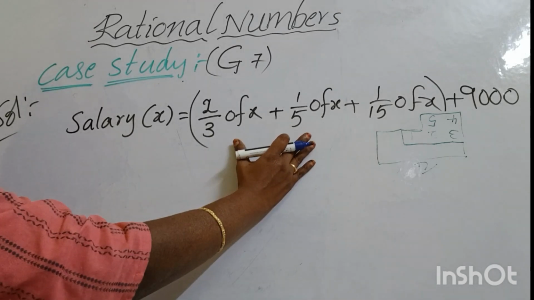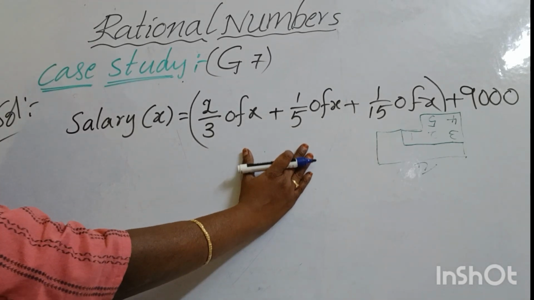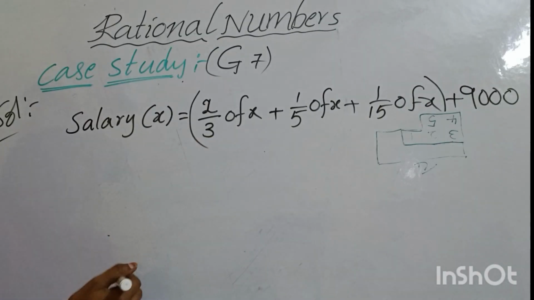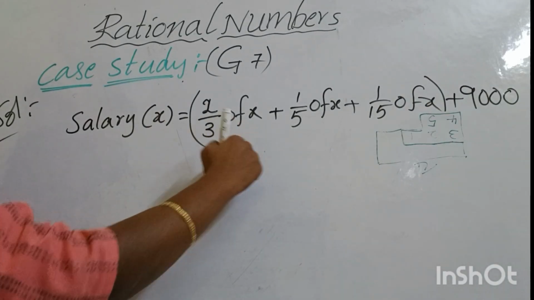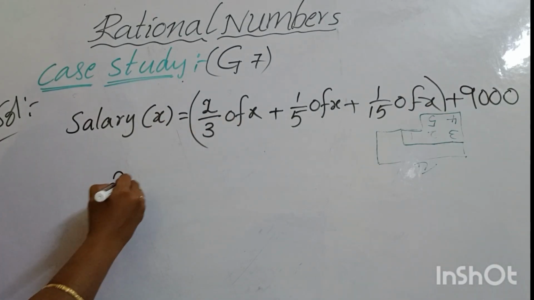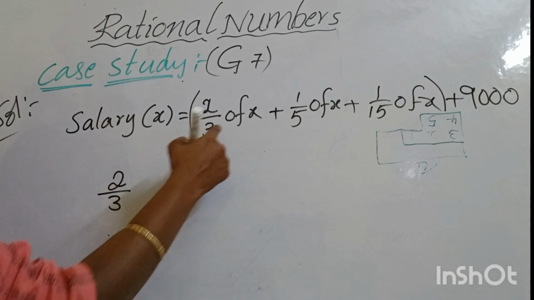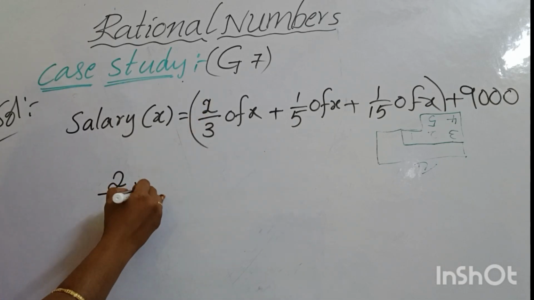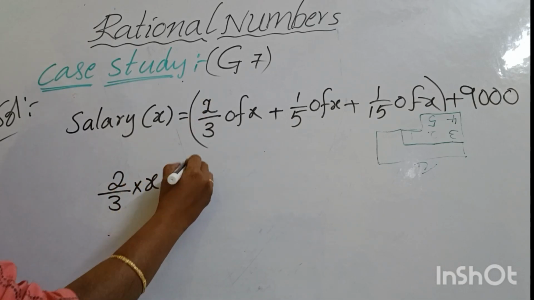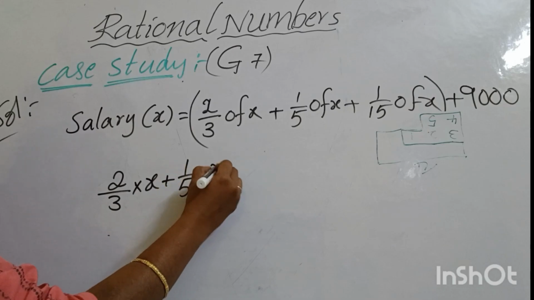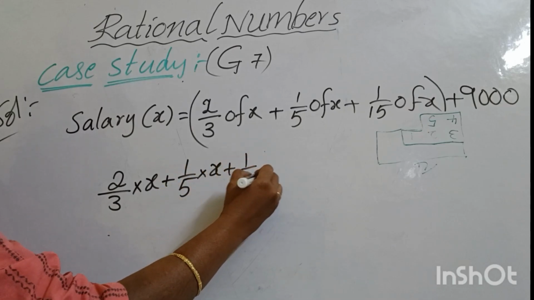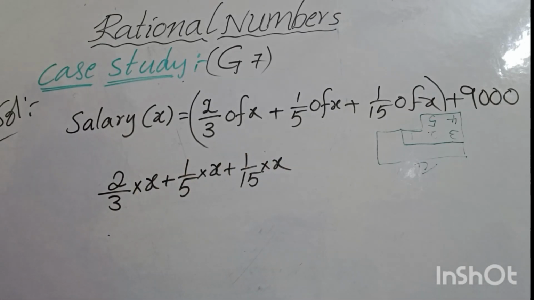So first we need to solve the part inside the brackets, right? To solve this, children, 2/3 of X. Can I write it as 2/3 of X means 2/3 into X, plus 1/5 of X means 1/5 into X, and 1/15 of X means 1/15 into X, right?